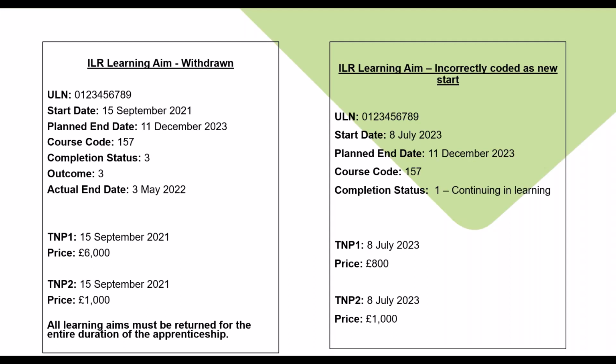So let's say £1,500 was earned in that first learning aim prior to the withdrawal or the break in learning, then that would effectively be deducted from the 1,800 that you are now recording as a brand new start in the new learning aim, which effectively means that you can only earn £300.